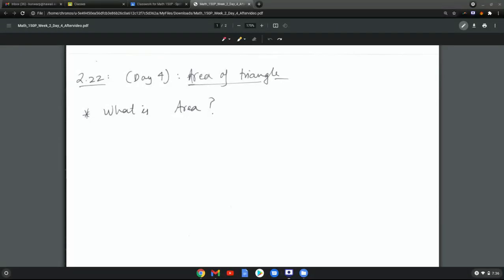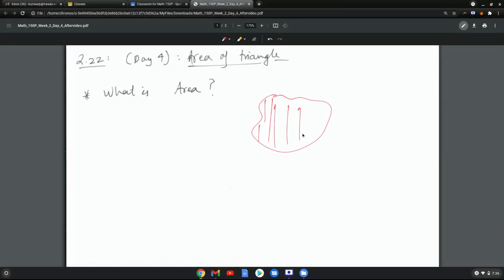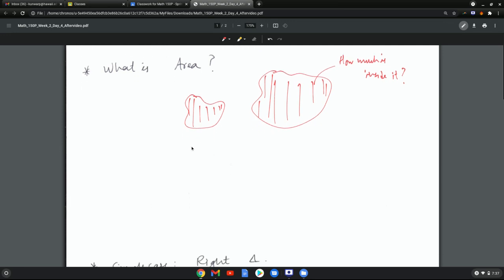All right, for day 4, we're going to look at a new idea. It's areas in general and then areas of triangles using a couple of different methods. What is area? Given any shape, it's just a construct which says how much is inside. So what it helps us is if you have two shapes, we look at that number associated with how much is inside it, and then we can say which is larger and which is smaller and so on.